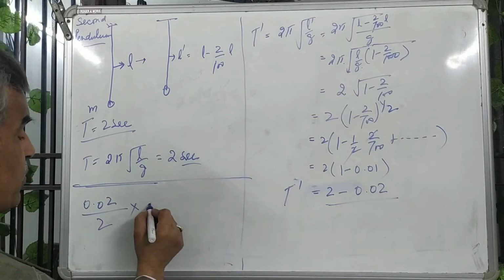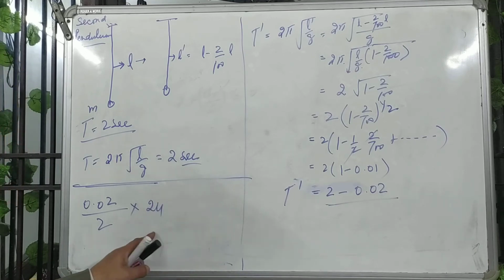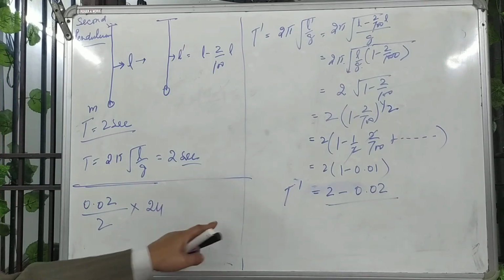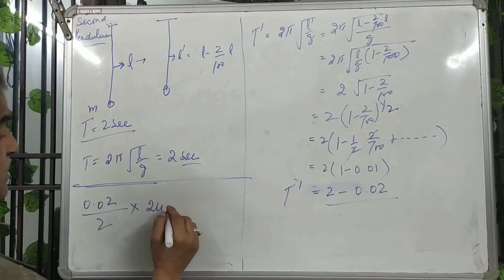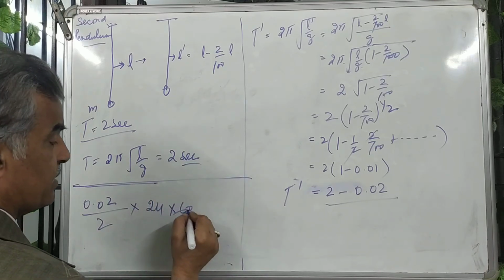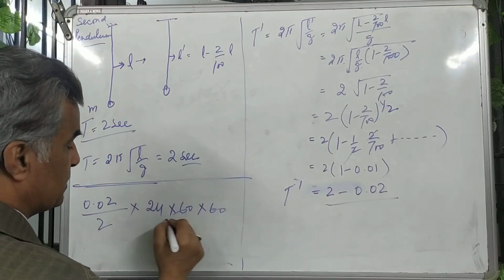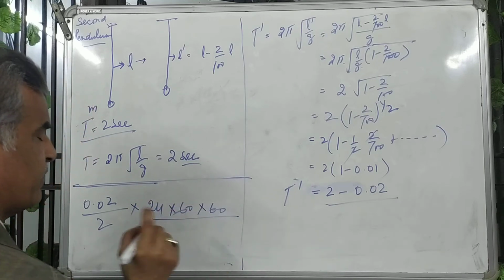Therefore, out of 24 hours, one day, 24 hours, and this is to convert into seconds. In one day, 24 hours into 60 gives minutes, and again multiply by 60 gives seconds.